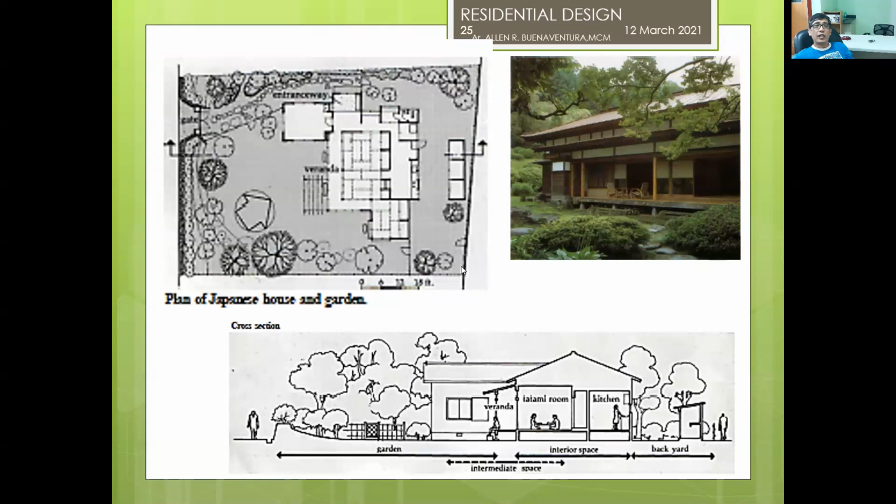So this is a typical Japanese house. As you can see, the middle part is made of tatami, and this is where they put the storage. This is the main activity area of the residents in Japanese houses. So these are the tatami rooms.